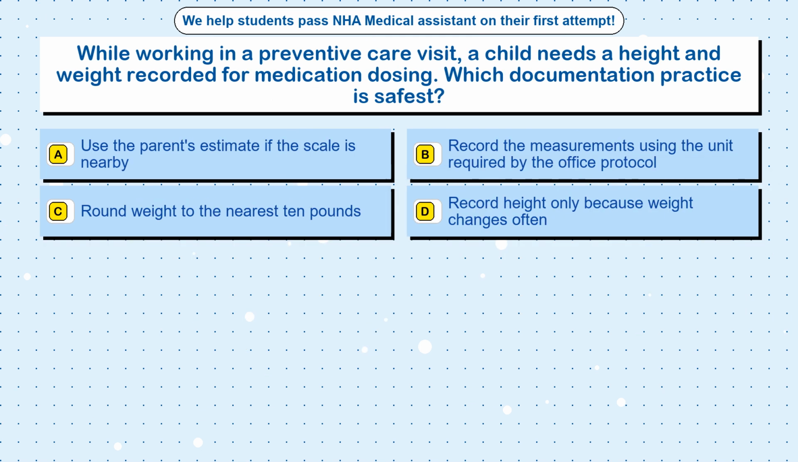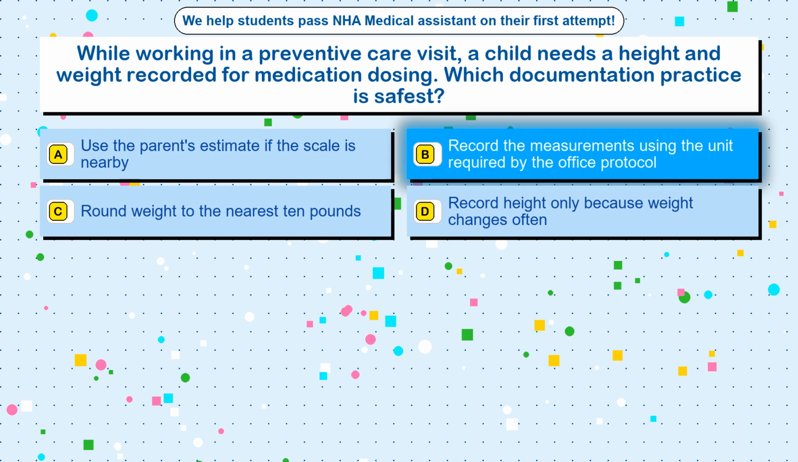Question 59. While working in a preventive care visit, a child needs a height and weight recorded for medication dosing. Which documentation practice is safest? Option A, use the parent's estimate if the scale is nearby. Option B, record the measurements using the unit required by the office protocol. Option C, round weight to the nearest 10 pounds. Option D, record height only because weight changes often.